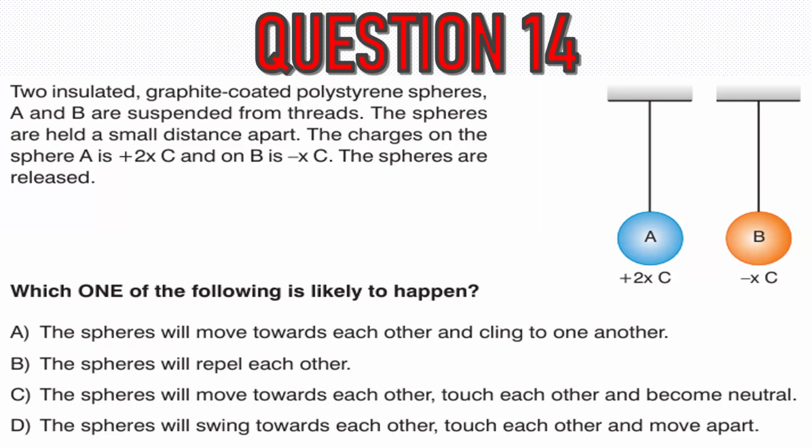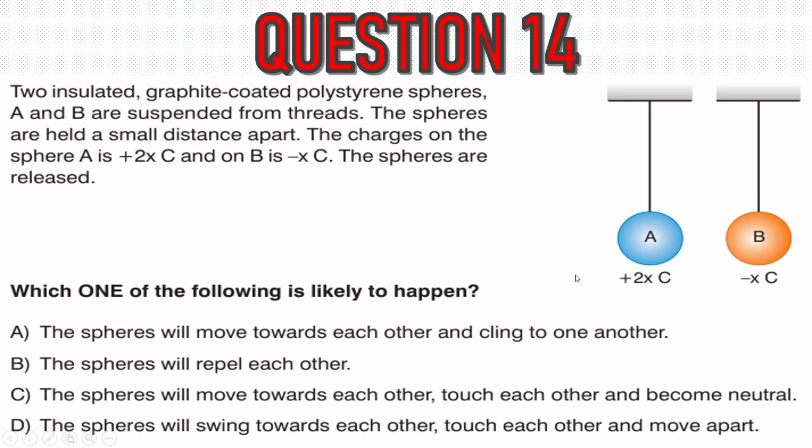So you have two charged objects, object A and B, plus 2x and minus 2x. Now, what they said: two insulated spheres held a small distance apart, all right. So we have this. Then they are released. If they release, what's going to happen? Because of different charges, what we know, unlike charges attract each other. So they're going to attract each other. They will move to each other. They like each other, so they're coming to each other, number one.